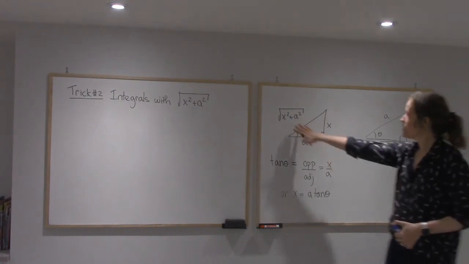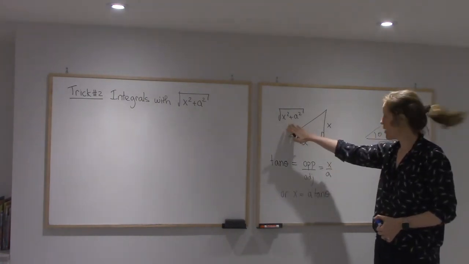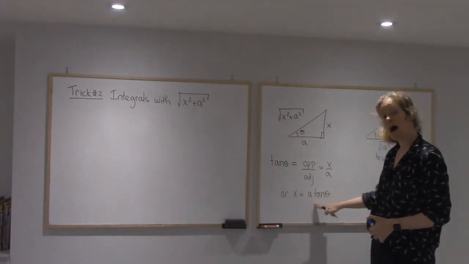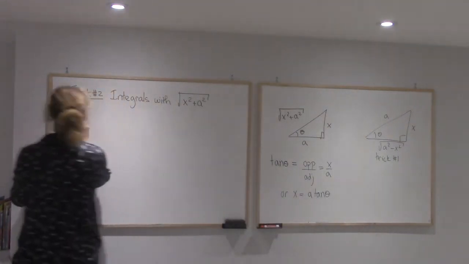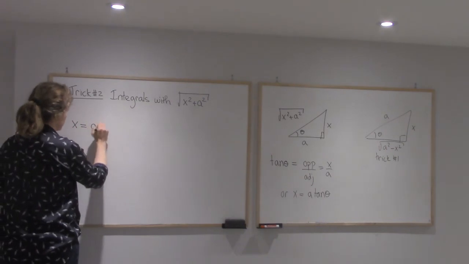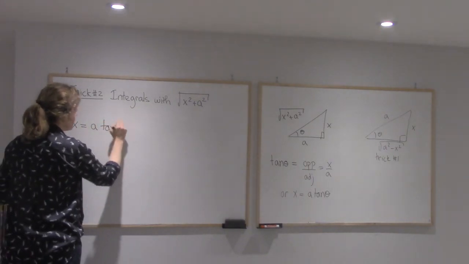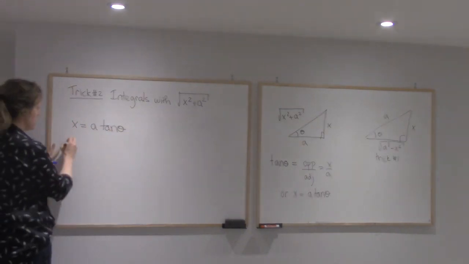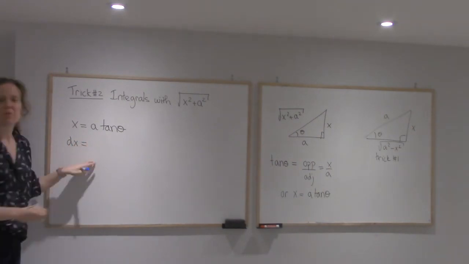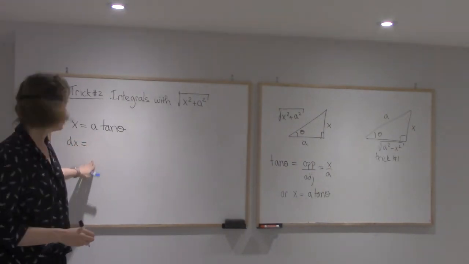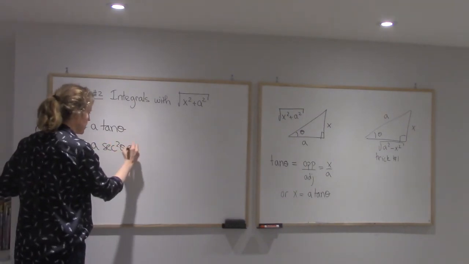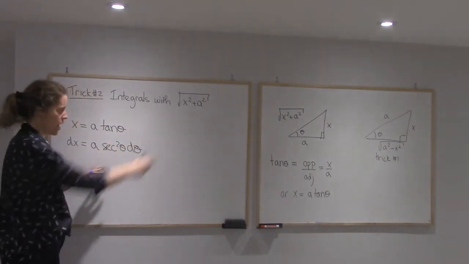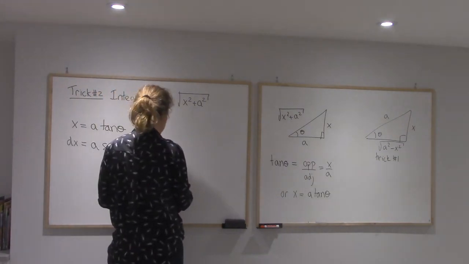All right, so to get this square root as part of my triangle as one of the 3 lengths, I should take x equals a tan theta. That's the trick. x equals a tan theta, then dx. Well, that's not part of the triangle, that's just differentiating tan. So it's a secant squared theta d theta. I have my triangle, so let's put it here.